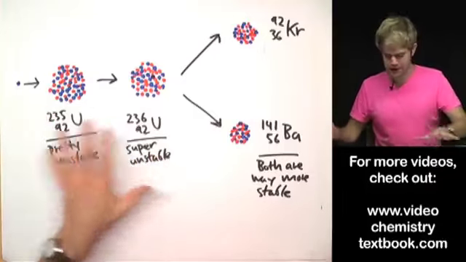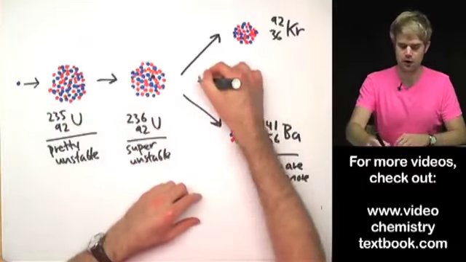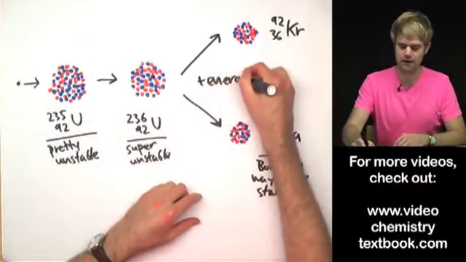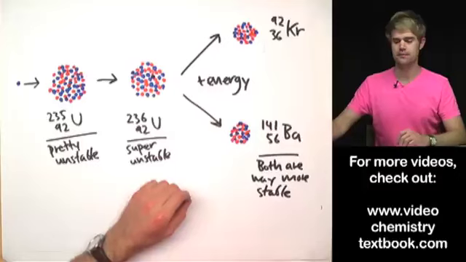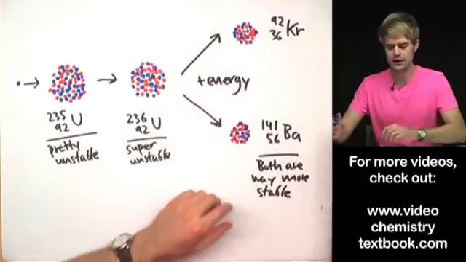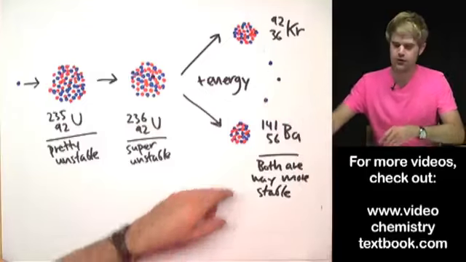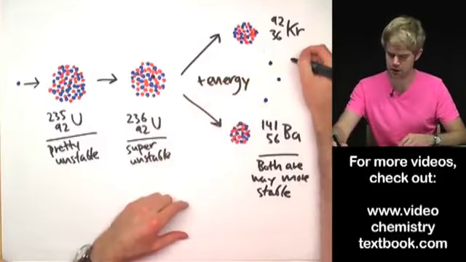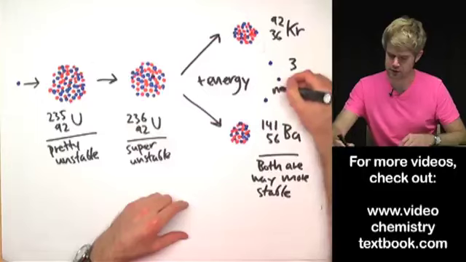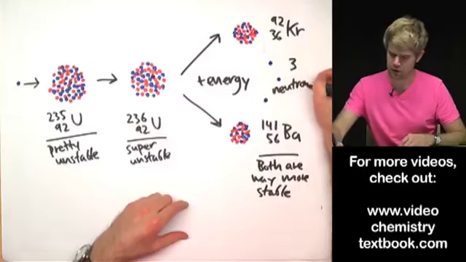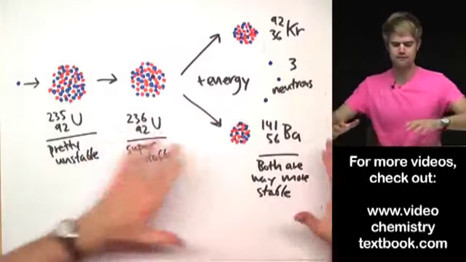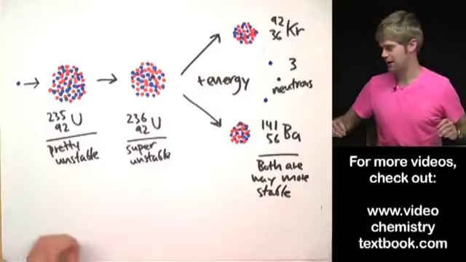So we're going from unstable to stable, so energy can be released. Now this actually isn't the only thing that gets made. Also in the process, 3 neutrons, here they are right here, 3 neutrons also get created. So here's sort of a picture view of what's happening.